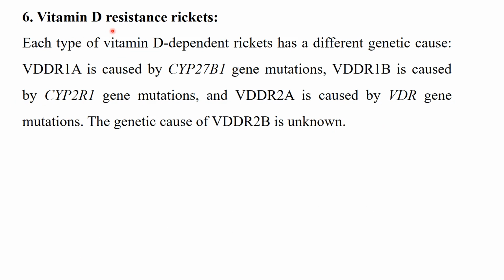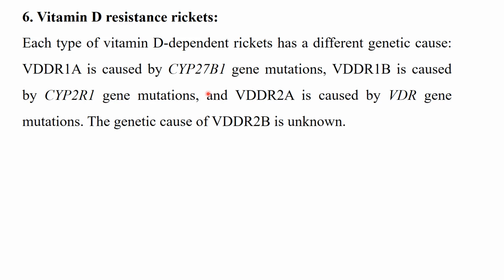Vitamin D resistant rickets. Each type of vitamin D dependent rickets has a different genetic cause. There are a variety of vitamin D dependent rickets and each has a different genetic cause. VDDR1A is caused by the CYP27B1 gene mutation. CYP27B1 में जब म्यूटेशन होगी तो उससे VDDR1A रिकेट्स होगा.